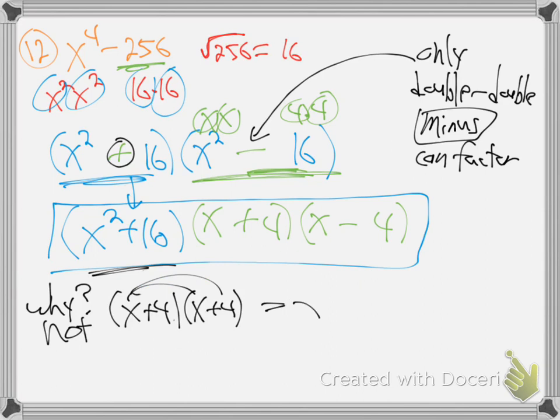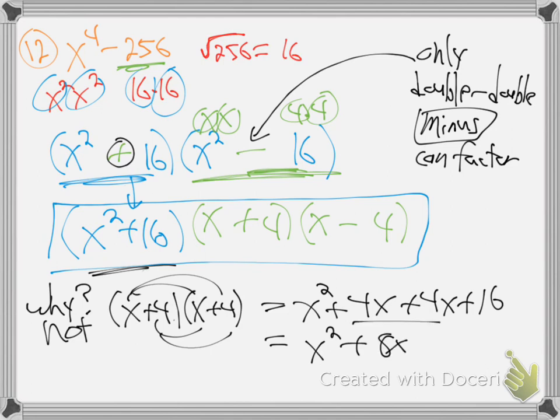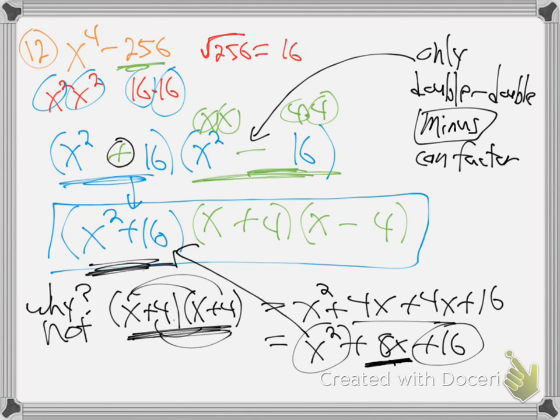If I was to FOIL this, it'd be x squared plus 4x, and then plus 4x plus 16, if you can read my writing there. That is x squared plus 8x plus 16. It's not the same as that. It's got this extra 8x. It's not x squared plus 16. It's got the x squared and the 16, but it also has an 8x. So you see, x squared plus 16 does not really become x plus 4 times x plus 4. That's not true. So we have to leave it.